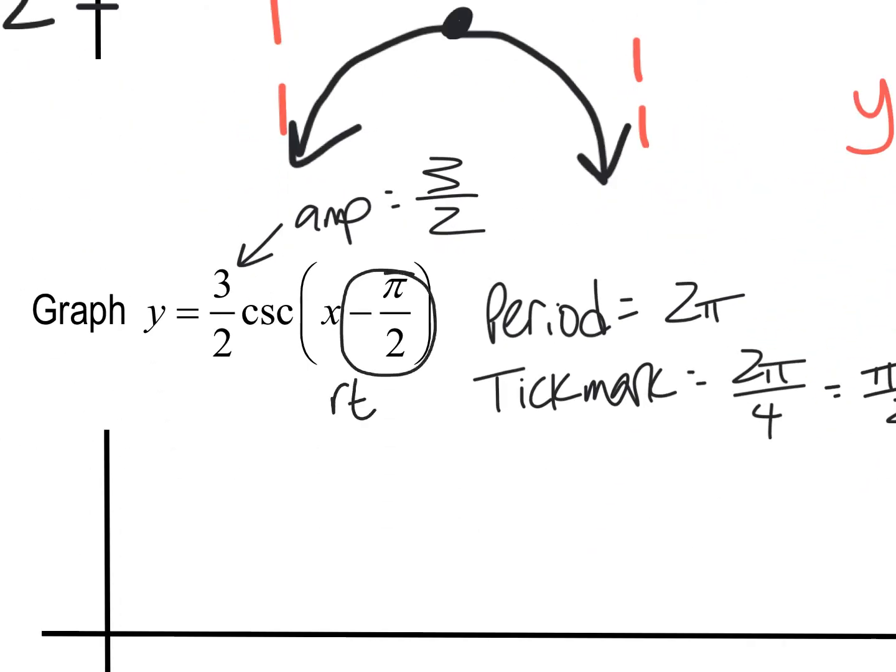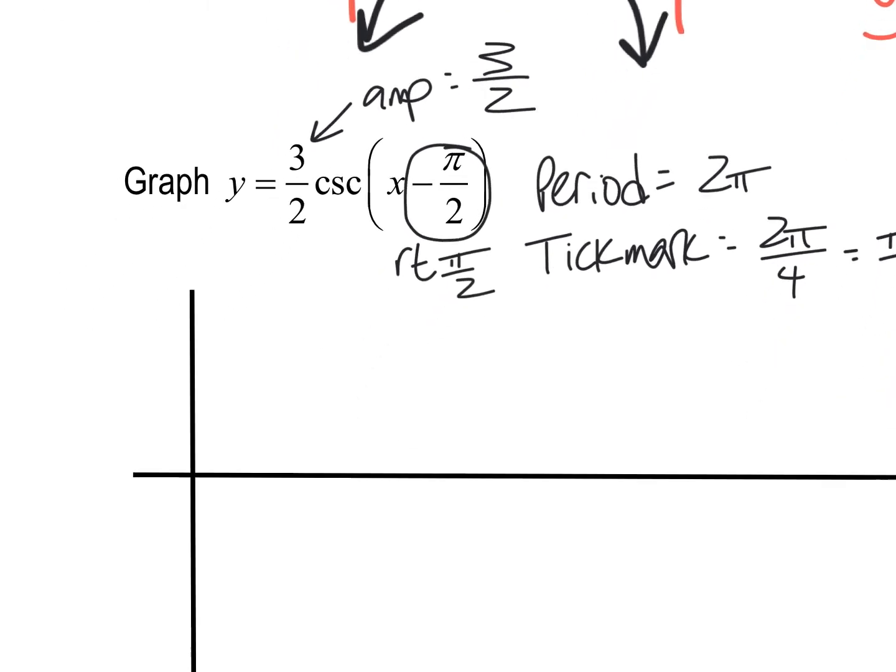This means right pi over 2, so that means my very first tick mark is not going to be on 0, it's going to be on pi over 2. So I'm shifting my graph to the right a little bit. Pi over 2 is where I'm going to start, so make sure you make a note that I'm not going to put my first dot on 0, I'm starting it here at pi over 2.